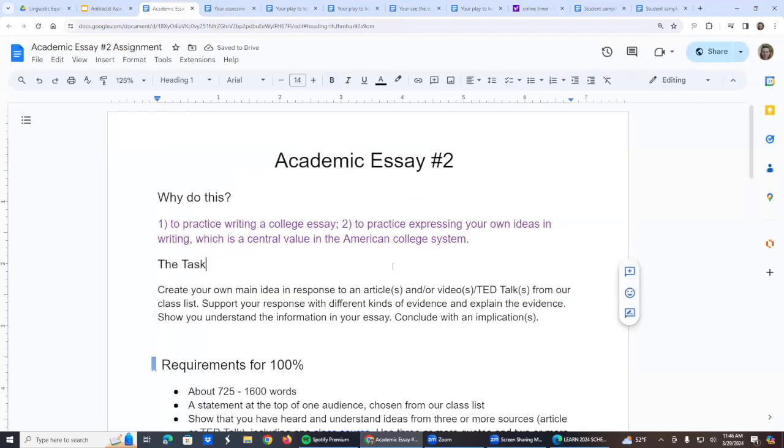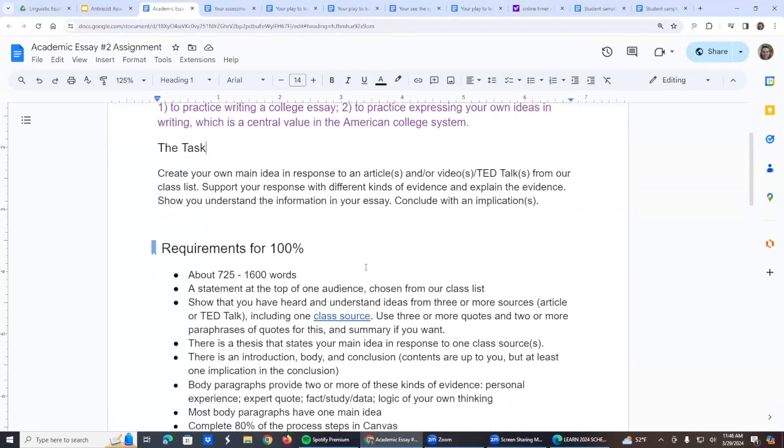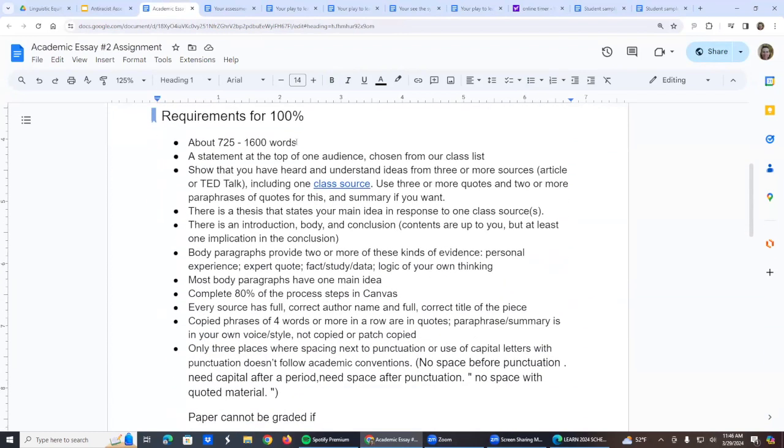So it's not 100% perfect in terms of being non-judgmental, but for example, is there a word count? Yes or no? Okay, you made it. So they're like, okay, I only need 725 words, but if they write an amazing essay, however long they get, whatever. Is there a statement at the top of one audience they're writing for, chosen from our class list? Yes or no? Show that you've heard and understood ideas from 3 or more sources. It has to be from an article or a TED Talk, but all you have to do is use 3 or more quotes and 2 or more paraphrases. And you can use summary if you want.